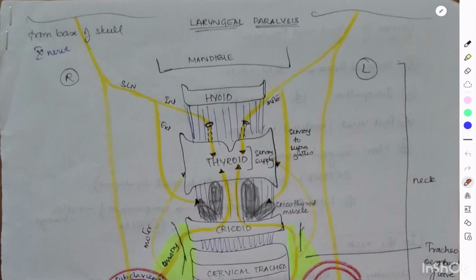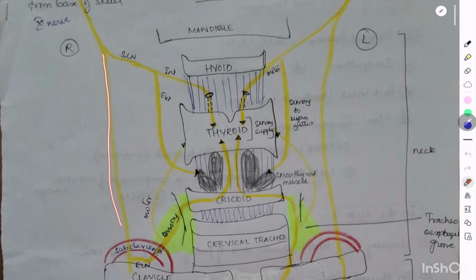Today let's learn about laryngeal paralysis. Before going there, let's see about the nerve supply of the larynx. From the base of the skull we have the vagus nerve coming, the 10th nerve. It divides into the superior laryngeal nerve and goes down, winds around the subclavian on the right side to give the right recurrent laryngeal nerve.